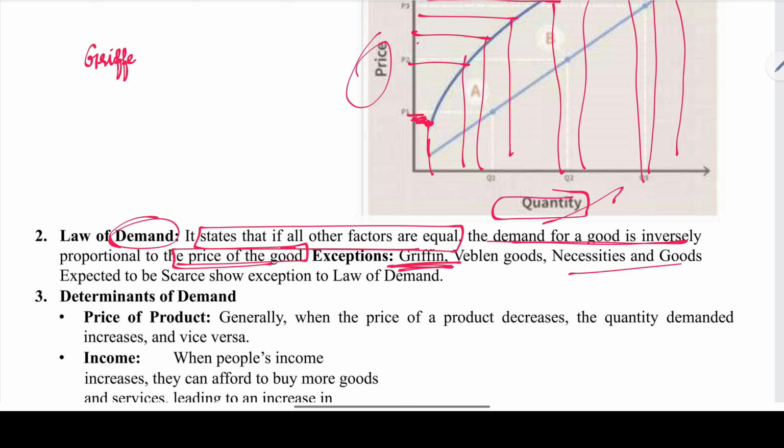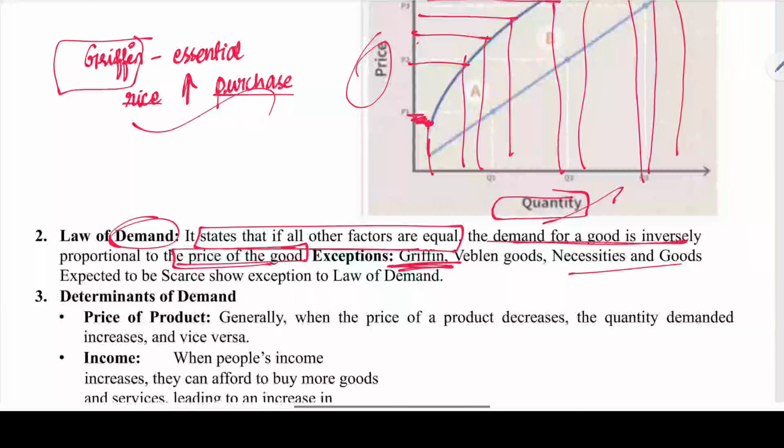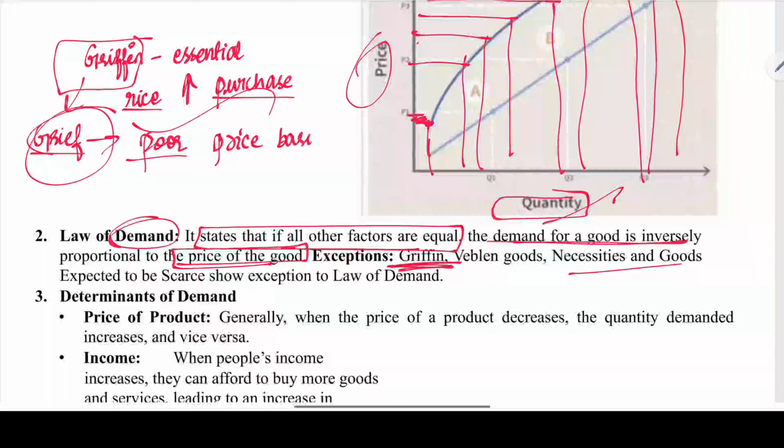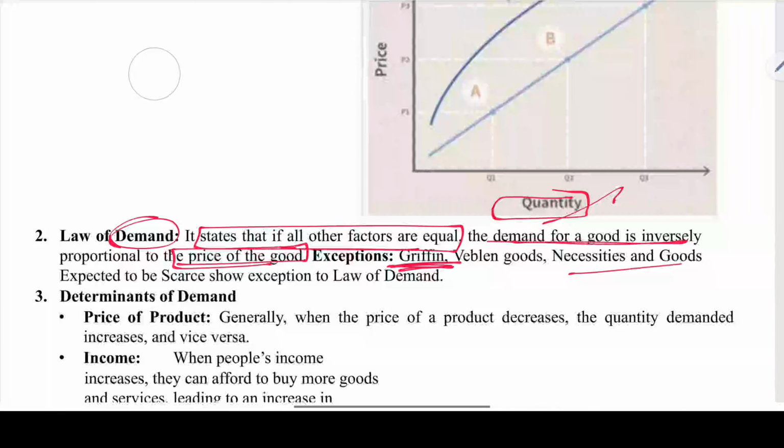It is an essential good for the poor or lower sections of the country. For example, rice: even if the price of rice increases, people will still purchase it, and may even start purchasing more because of speculation about prices. So for Giffen, you have to remember grief. The poor sections are in grief because the prices of basic commodities or essential goods are rising.